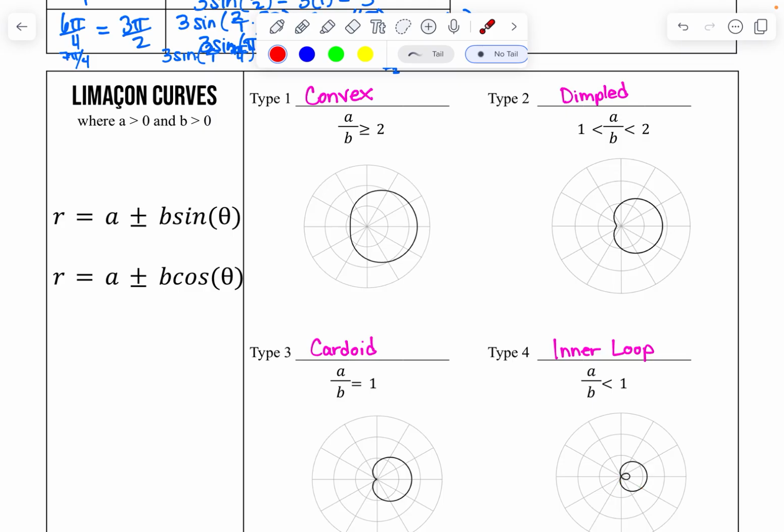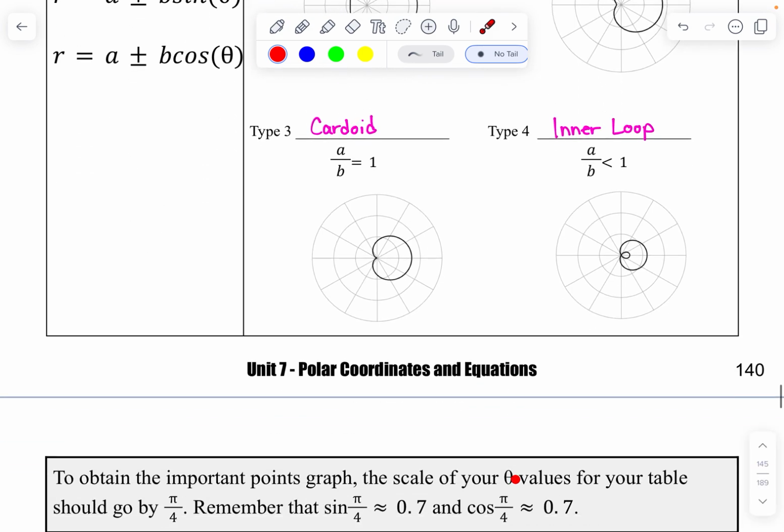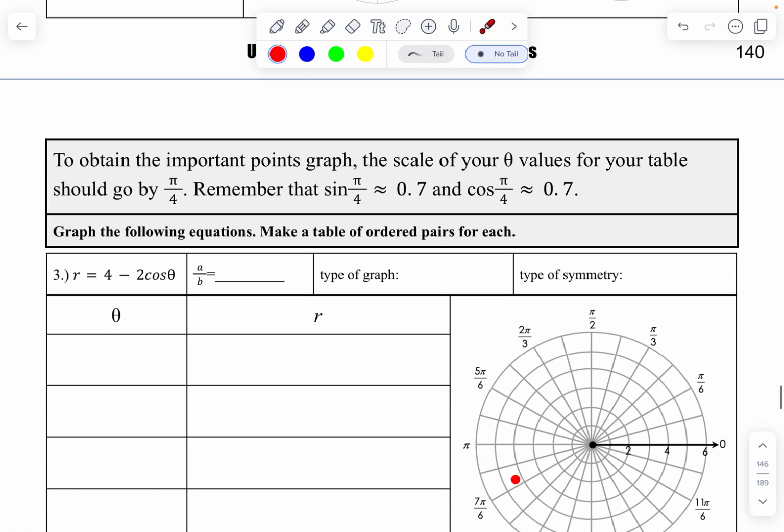Symmetry rules still apply, so if it's sine of theta, we know it's going to be symmetrical about the y-axis. If it's cosine of theta, then we know it's symmetrical about the x-axis. To figure out the important points to plot, we will always go by pi over 4. So for the rose curves, we had to take pi divided by 2 times n to figure out what to scale our table by. But for Limacon curves, where you've got a number out front being added or subtracted to the sine or cosine, you're always using pi over 4.